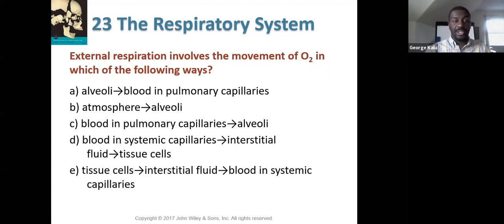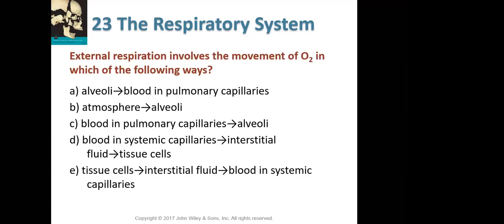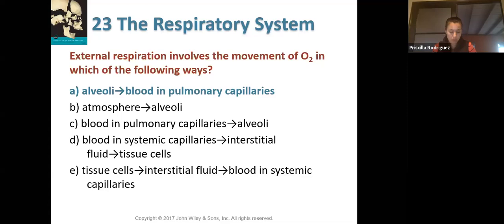Next question. External respiration involves the movement of oxygen in which of the following ways? Alveoli to the pulmonary capillaries, atmosphere to the alveoli, blood in the capillaries to the alveoli, blood in the systemic capillaries to the interstitial fluid to the tissue cells, or tissue cells to the interstitial fluid to the blood in the systemic capillaries. Which one explains the flow of oxygen? Right, it would be A. So moving oxygen from the alveoli into the pulmonary capillaries. Perfect.